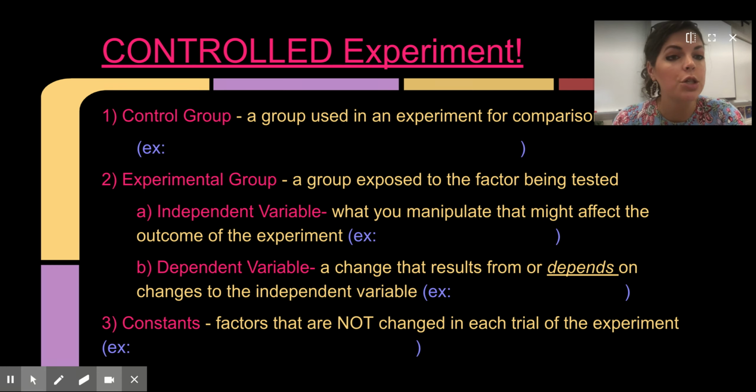So constants are factors that do not change in each trial of the experiment. So we just said if we do different trials, say we do 3 trials where you run for 5 minutes, 10 minutes, and 15 minutes, and each one you take your heart rate after. The constant would have to be, right, the things that are going to be the same between all 3 of those, right?